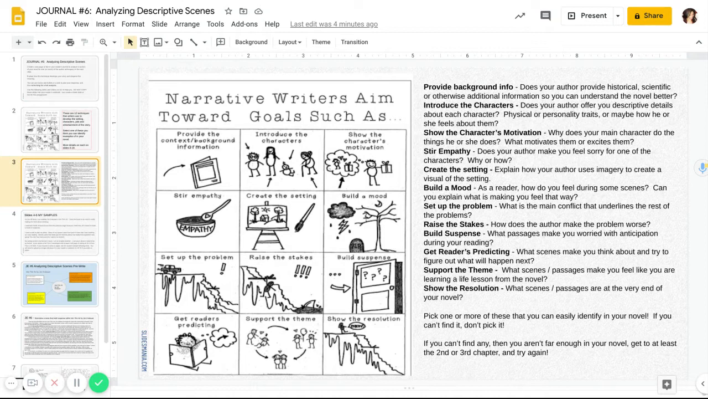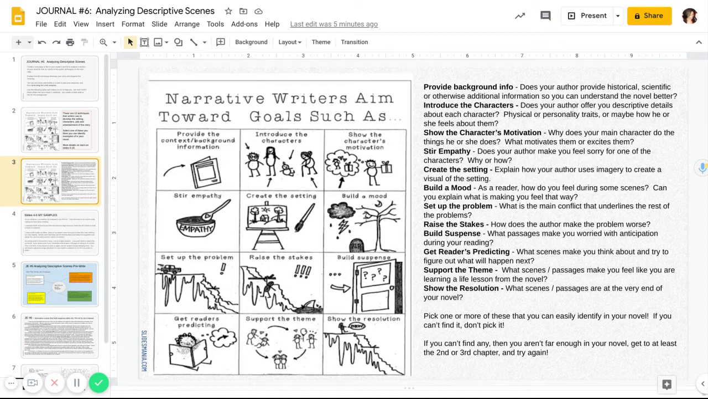For introducing the characters, does your author offer you descriptive details about each character, physical or personality traits, or maybe how he or she feels about these characters? Does your author show the character's motivation? Why does your main character do the things he or she does? What motivates them or excites them? Stirring empathy. Does your author make you feel sorry or sad for one of the characters? Why or why not? What is happening? And how is your author describing that to make you feel that way?